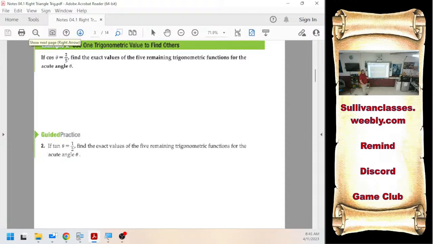All right. So now they're going to say, instead of I give you the full triangle, tell me all the ratios. Now it's going to be, I'm going to give you part of it. I'm going to tell you one thing. You find the rest. So the cosine of theta is this. Just draw an arbitrary triangle. It doesn't have to be to scale. Just draw a right triangle with theta on it.